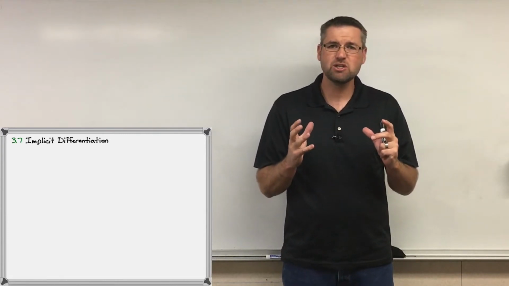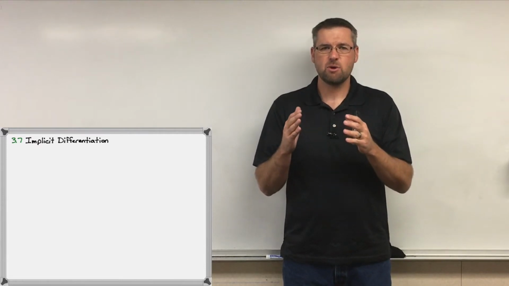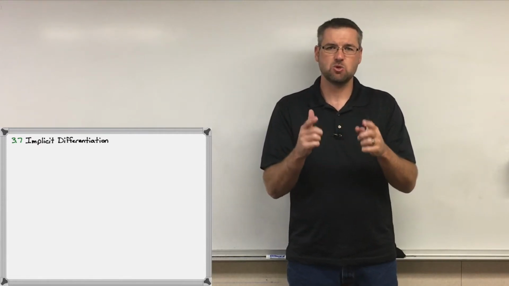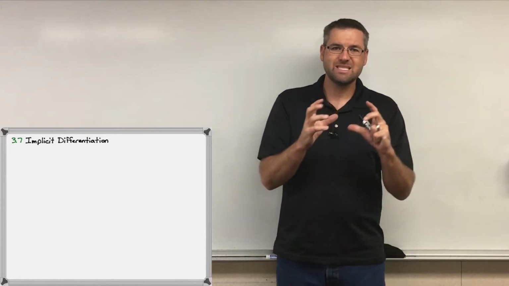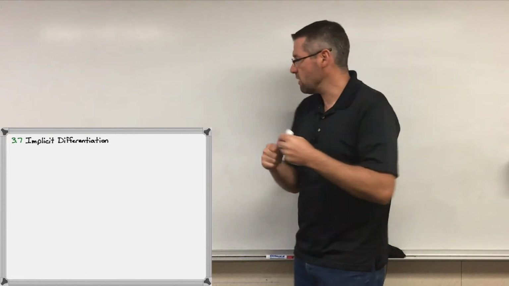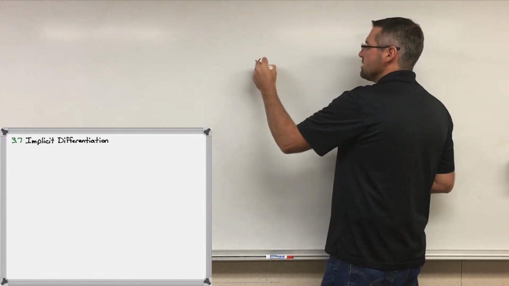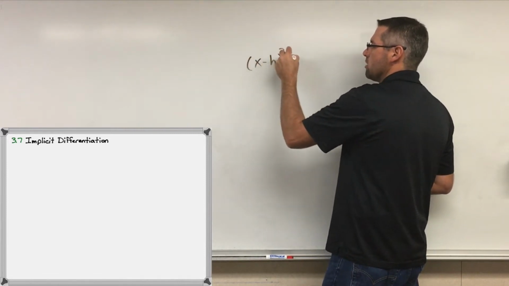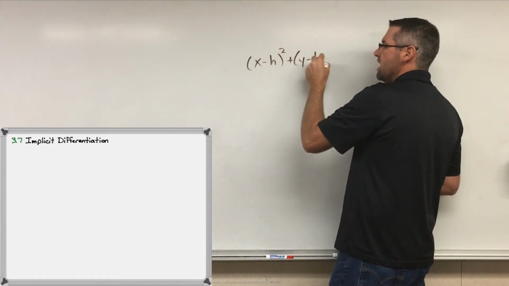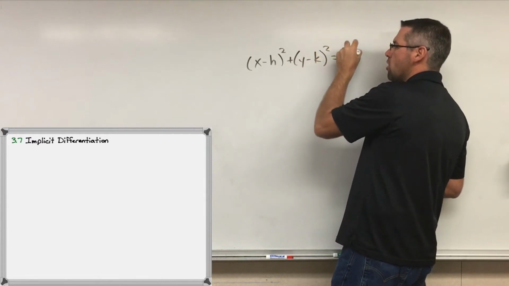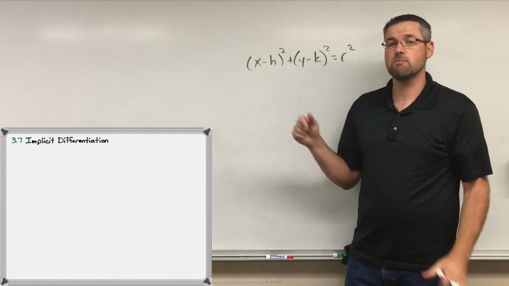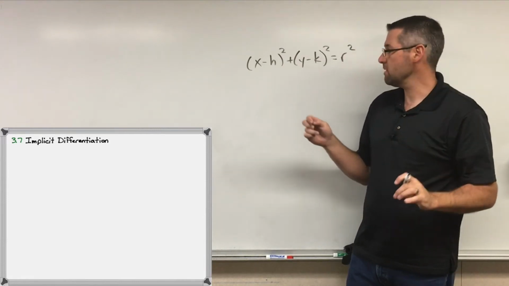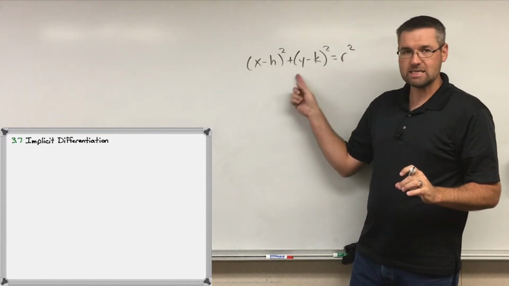Think like the equation of a circle. Remember, the equation of a circle is (x minus h) squared plus (y minus k) squared equals r squared. So you can see in that equation, let me go ahead and write that down for you, (x minus h) squared plus (y minus k) squared equals r squared. You can see that this is not explicitly written. Remember, explicitly means that y is isolated.